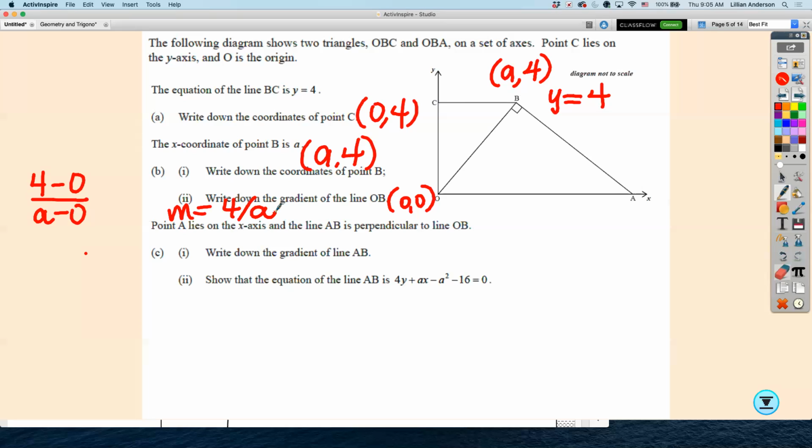And in part, I think it was part E, it asked to find the value of A, but there were other things that were involved to get to that point. All right, I just want to make sure that we're good on this part. Don't forget, write down little work to no work needed to answer these questions. Point A lies on the x-axis and the line AB is perpendicular to OB. If it's perpendicular, then what is the gradient of AB? Negative A over 4, because you do the opposite reciprocal. And if that's the case, how do I show that the equation of the line AB is this expression?